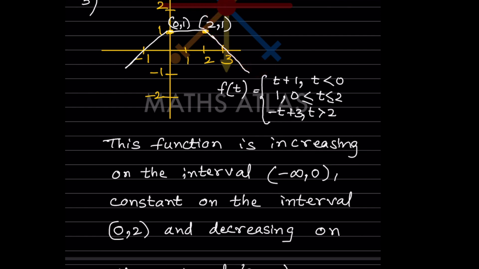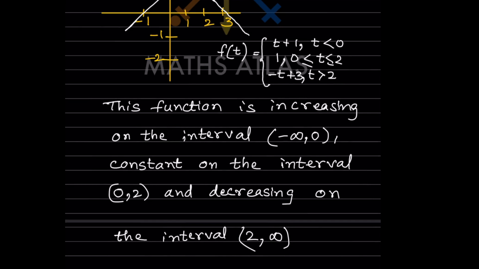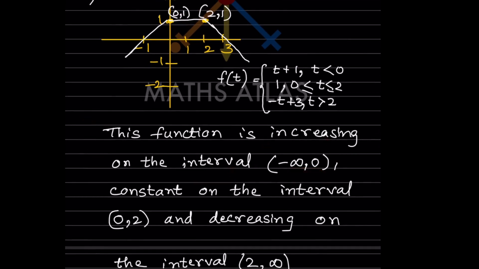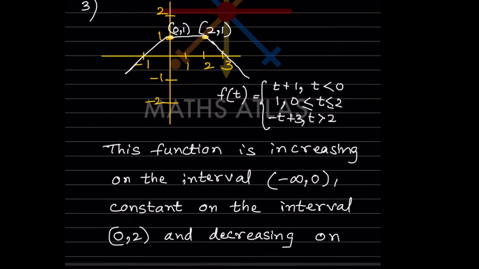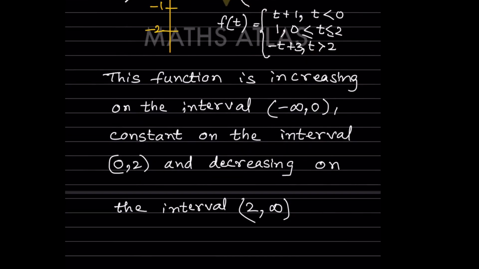So hope this is clear. These are the graphs, and we have to explain with the help of the graph how it shows the increasing, the constant, and the decreasing parts. So hope this is clear to you. So this is the explanation given: this function is increasing on the interval minus infinity to 0, then constant on the interval 0 to 2, and decreasing on the interval 2 to infinity. This is the same explanation that I gave you.